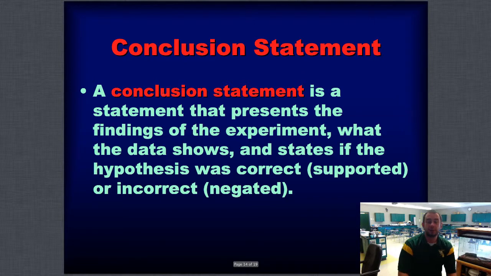All right, so our conclusion. After we analyze all of our data, after we make some graphs and take a look at some different things, then we might be able to summarize or make another inference based on our data, and that way we can conclude. And the conclusion is not a very long, drawn-out thing. It's a very short, simplistic statement that basically tells the findings of the experiment, what the data shows, and if the hypothesis was supported or negated, correct or incorrect. And so that's the simplicity of the scientific method.